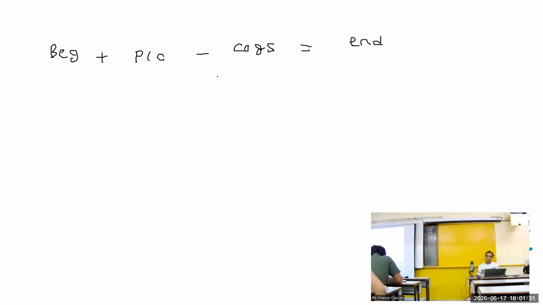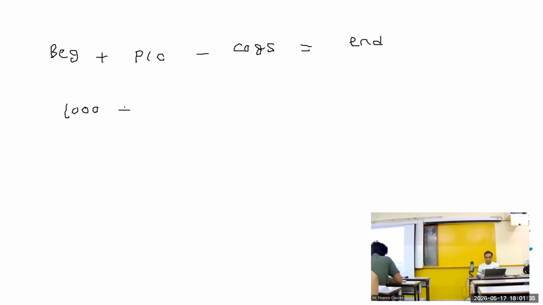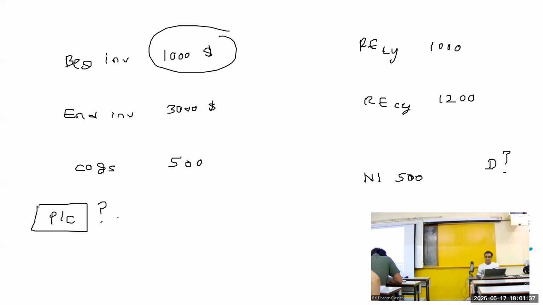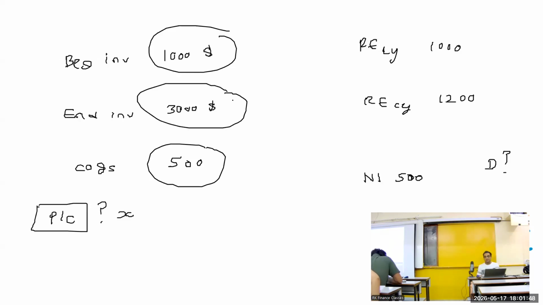So beginning was 1000, plus purchases, let's call it X, minus COGS, cost of goods sold is 500, and that's equal to ending inventory, which is 3000.